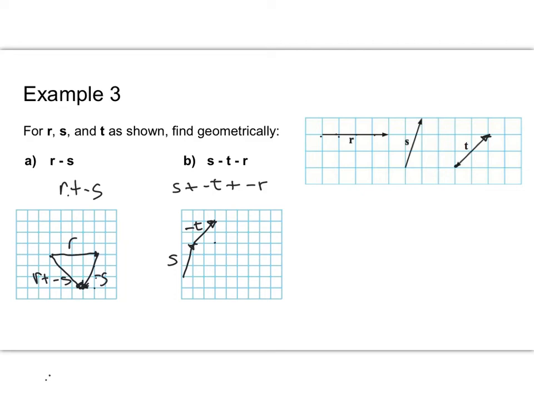And then negative r. Oh, I'm going to go off my grid. I think I can handle this, though, because it's a straight line. So negative r starts here, ends here. 1, 2, 3, 4. And then my resultant vector, I'm going to go ahead and add that in, is this. So this right here is s plus negative t plus negative r.